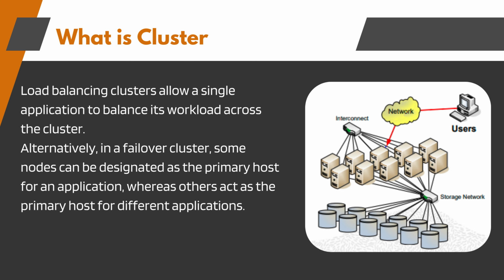A load balancing cluster enables a single application to distribute its workload among the cluster. Alternatively, in a failover cluster, some nodes can be allocated as a primary host for one application, while others work as a primary host for many applications. If we have three database nodes, each with database CPU allocated of 10 cores and memory allocated of 400 GB, then load balancing distributes connections on the basis of several factors like active connections, CPU usage, memory usage, and response time of each database node.